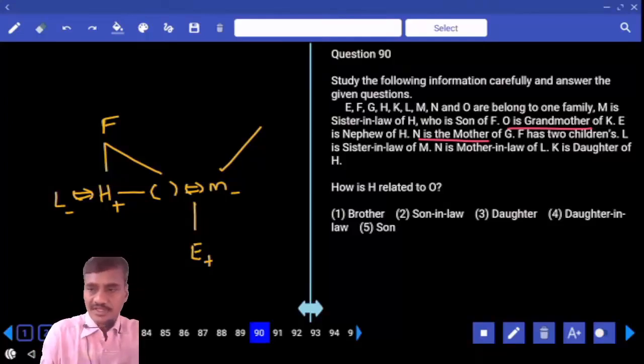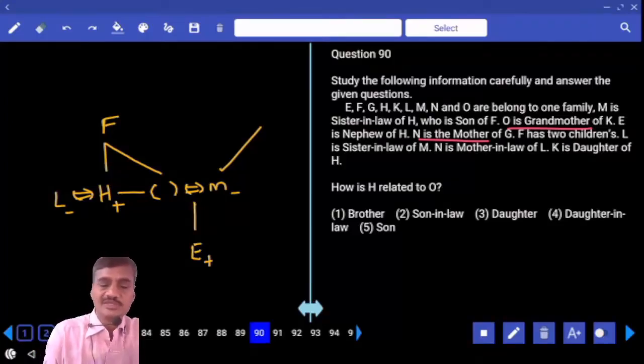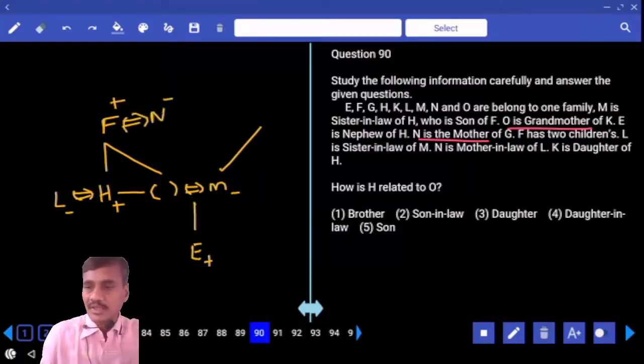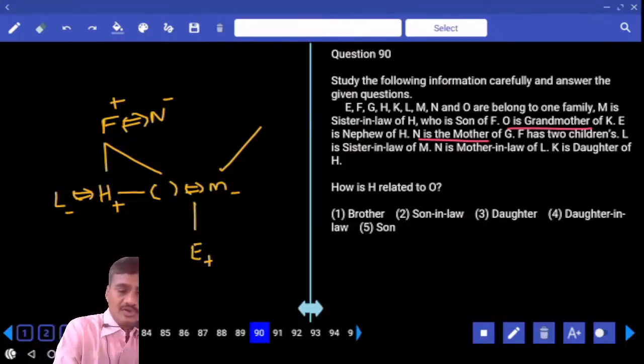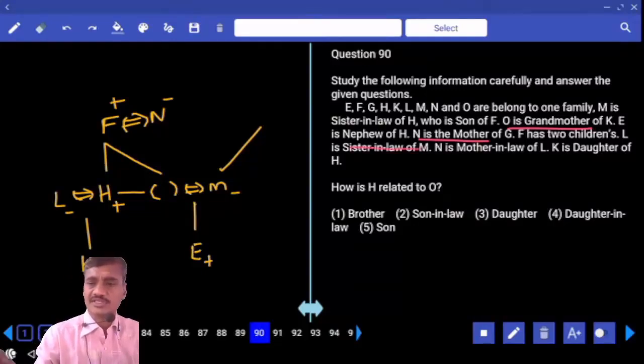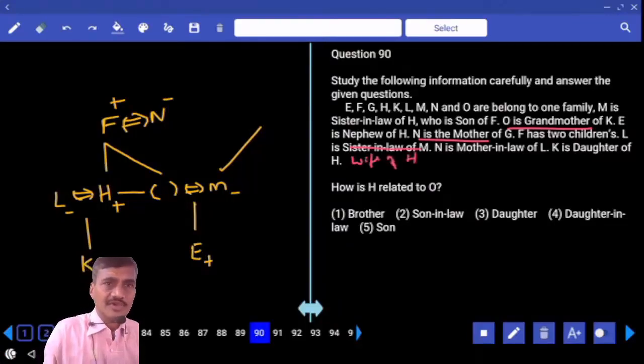Then next, N is the mother-in-law of L. F and N are a married couple. N is the mother-in-law of L. And K is the daughter of H. Now who is the daughter of H? K is the daughter of H. Instead of L being the sister-in-law of M, what do we take? L is the wife of H.